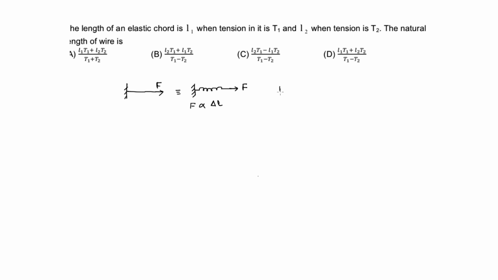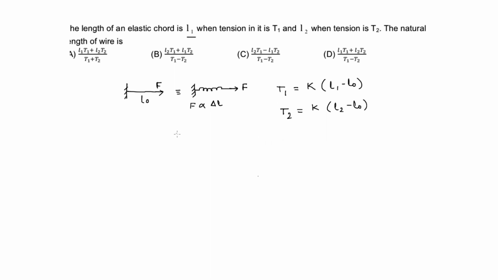So in the first case, it is given that T1 is equal to some constant into delta L. Now what is delta L? Delta L is the elongation. So if the natural length is L0 and the length after elongation is L1, the elongated part is L1 minus L0, and in the second case T2 is equal to K into L2 minus L0.